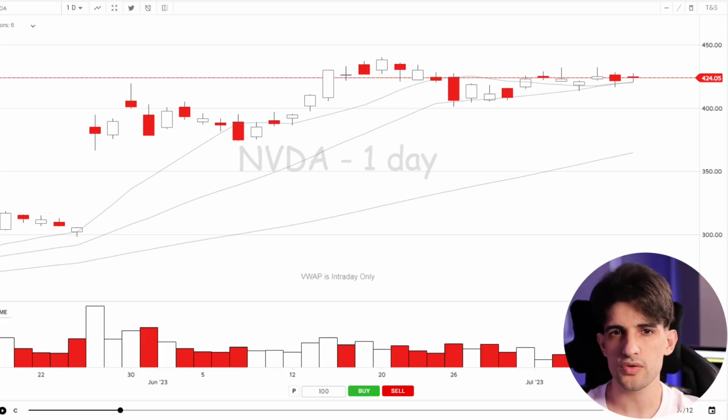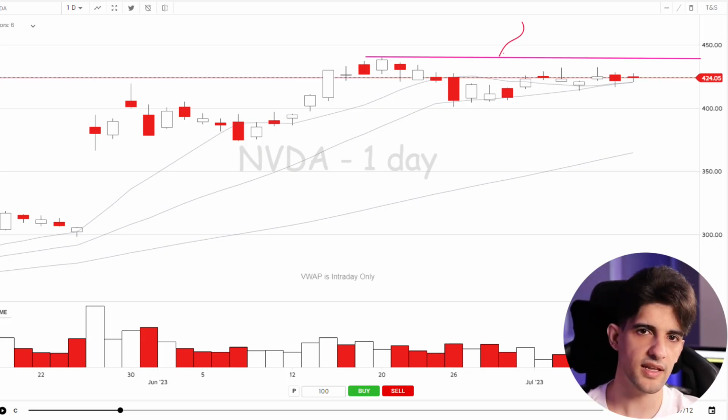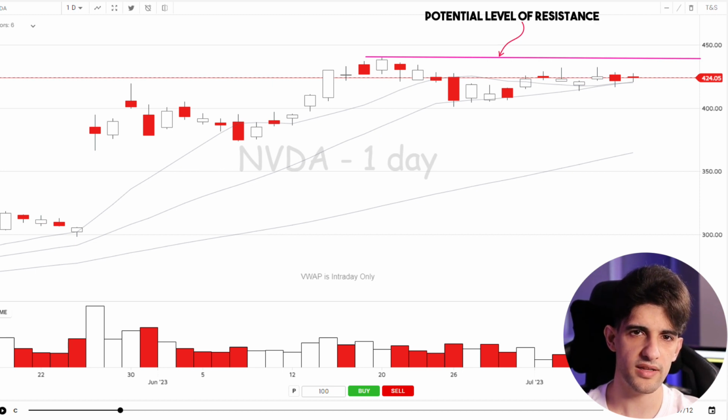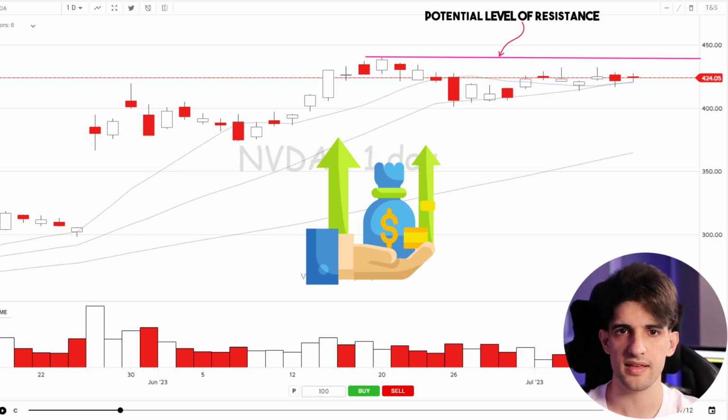What I liked about Nvidia the most is its daily chart. And as you can see here on the daily chart, there is a level sitting approximately around the 439-ish area. And this level or this area could actually be an interesting area for all the buyers to start selling their shares and taking some profits.